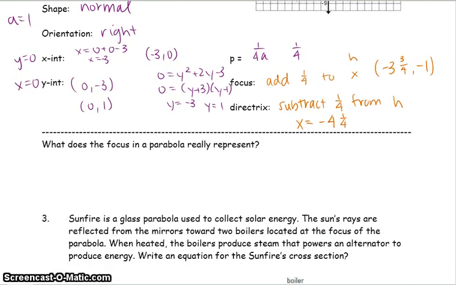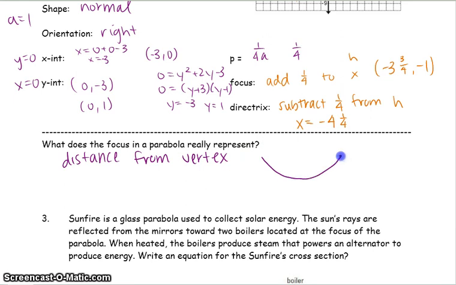So what does the focus in a parabola really represent? So all this really represents is the distance from your vertex. But it's not just that, because these, in your parabolas, these can be seen in real life all the time.